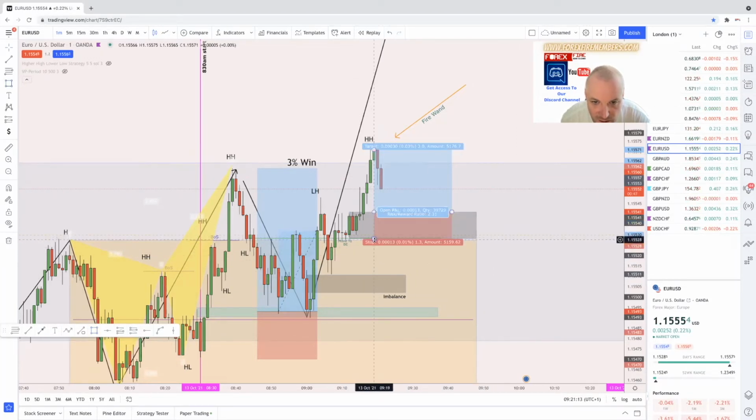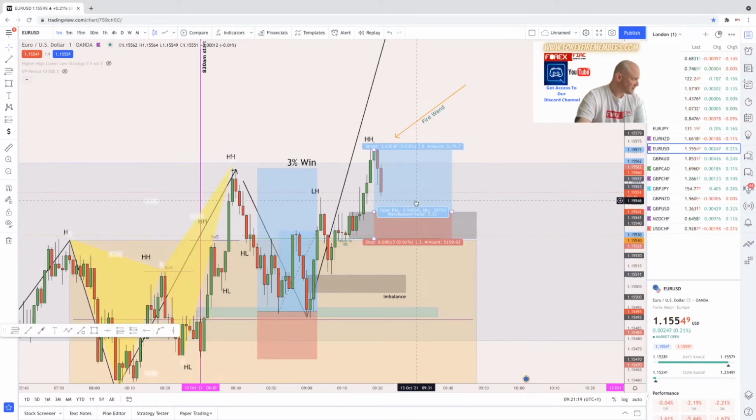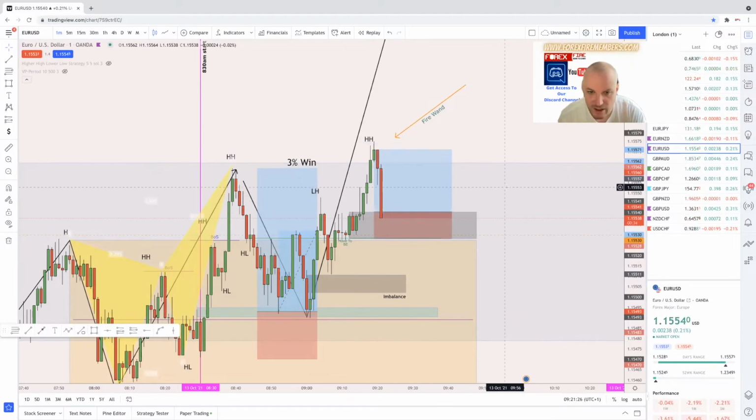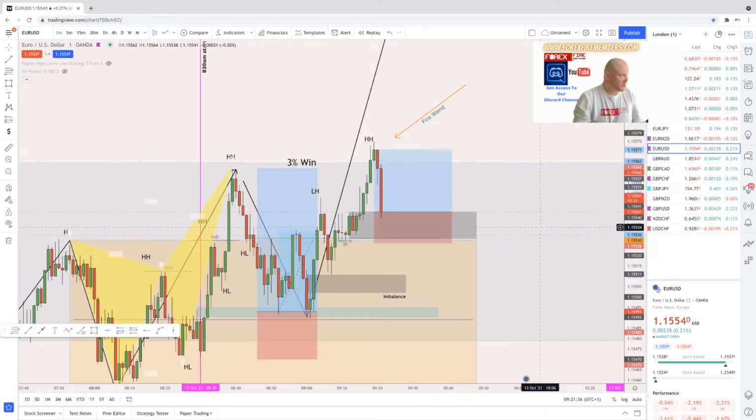Let's take a look. Let's have a look. I do apologize. We've got an entry there. Again, the stop's just got to be below the swing. So there's a 1 to 2 there. We'll see if this comes out, guys.